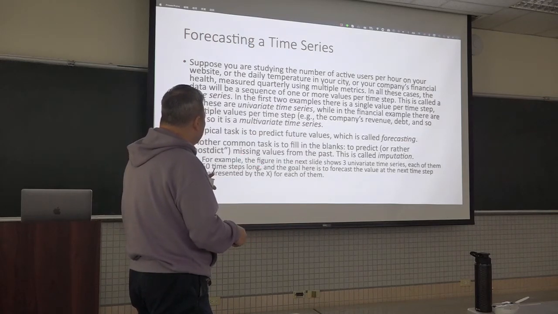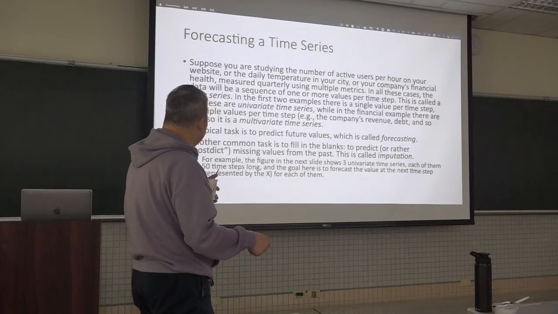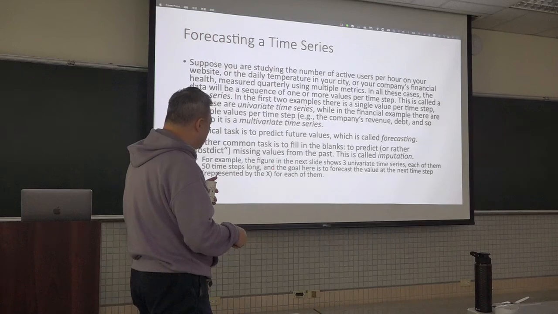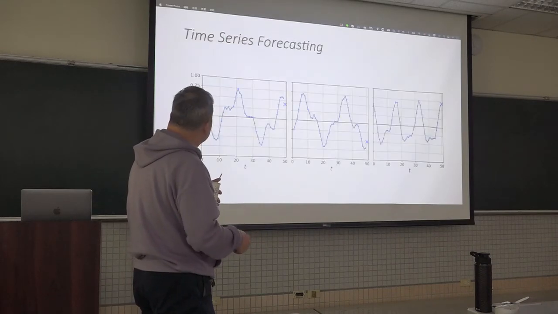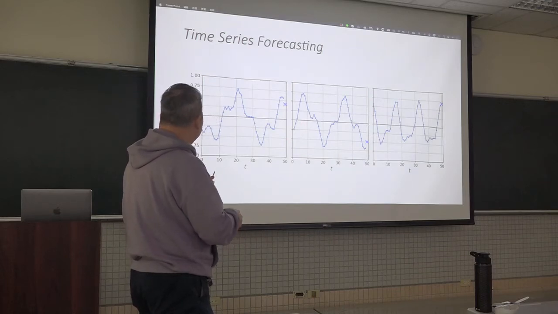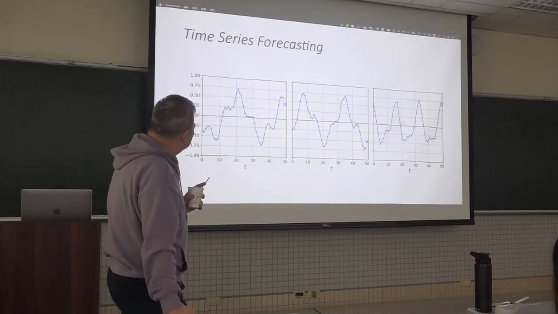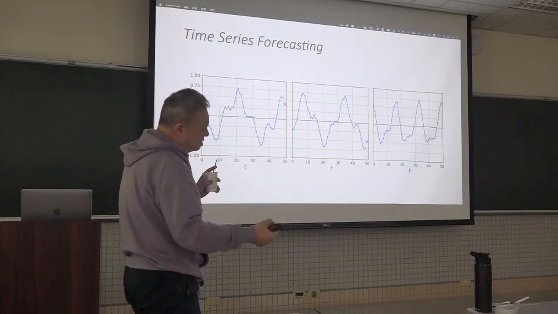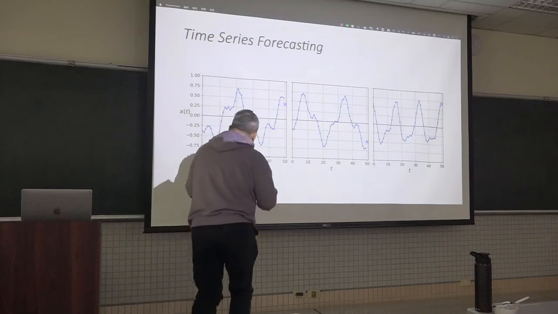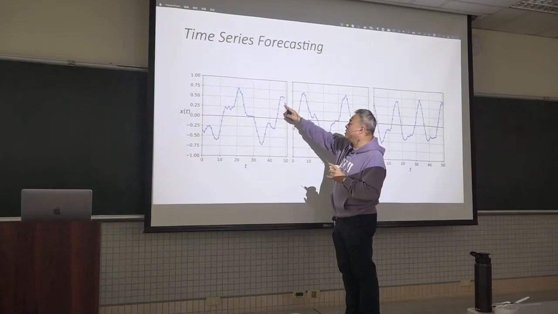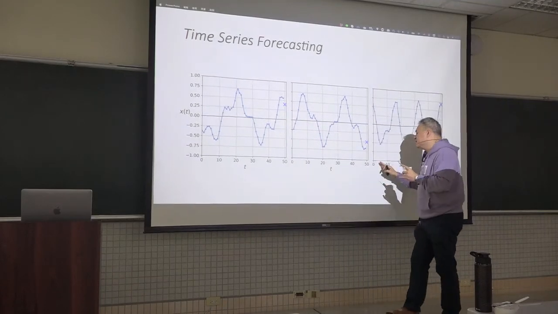For example, the figure in the next slide shows 3 univariate time series. Each of them has 50 time steps, and the goal here is to forecast the value at the next time step, which will be represented by a cross for each of them. Let me show you. You can obviously see this is time series data. Even though we don't know what this is, you could explain it as a stock price trend, or as something else. Anyway, we have time steps from 0 to 49, but we don't know the value at time step 50, so we put a cross there. The same goes for the second and third figures.